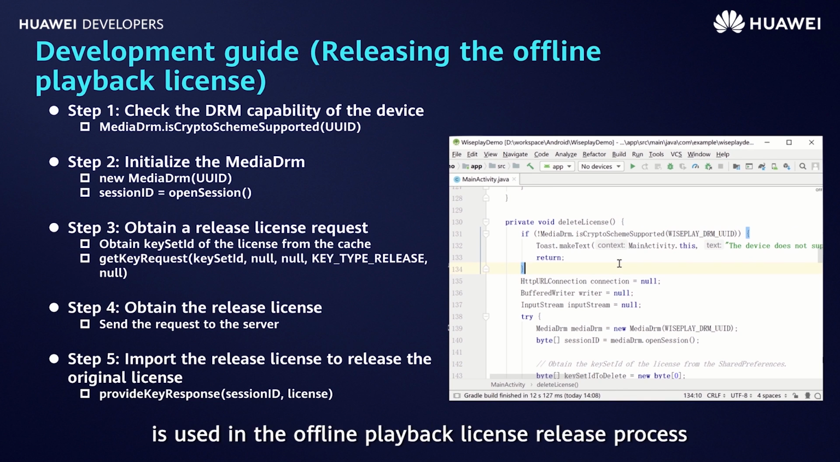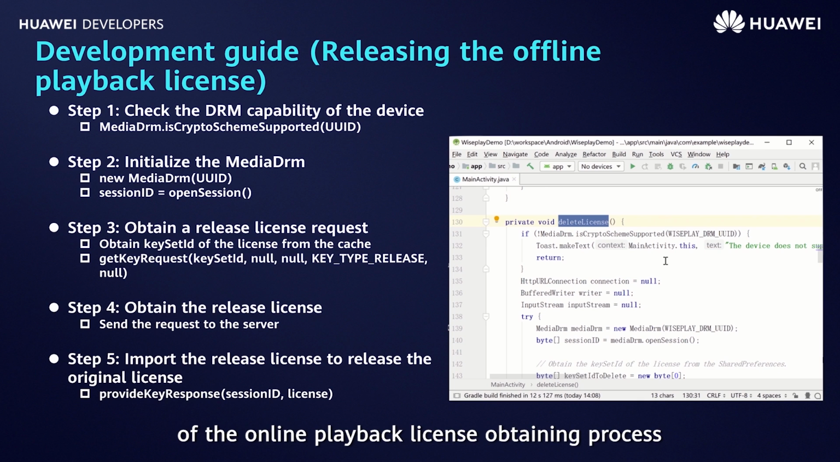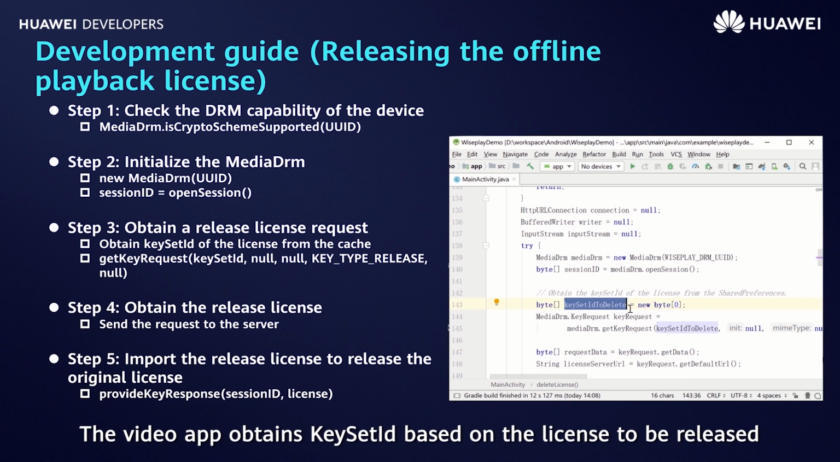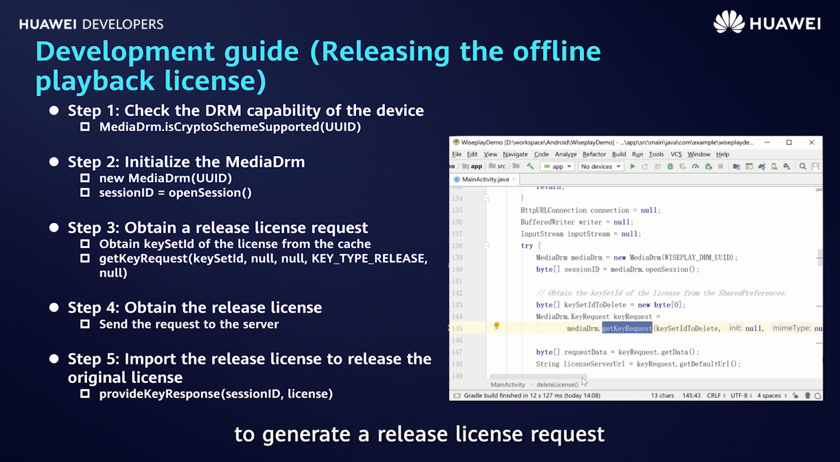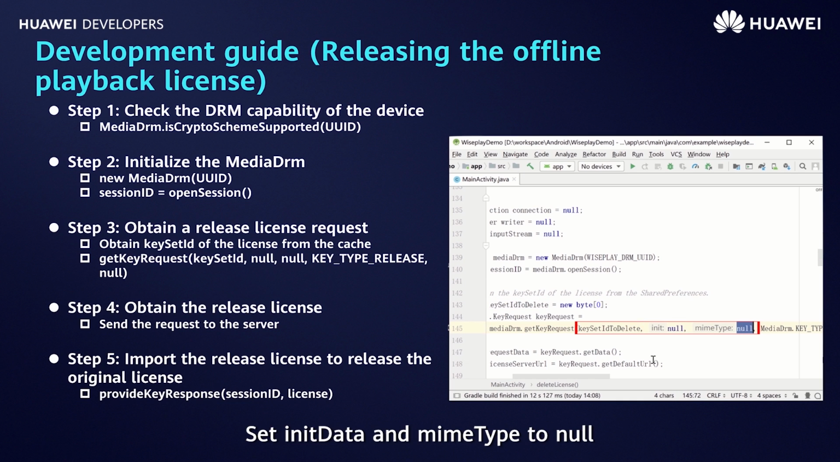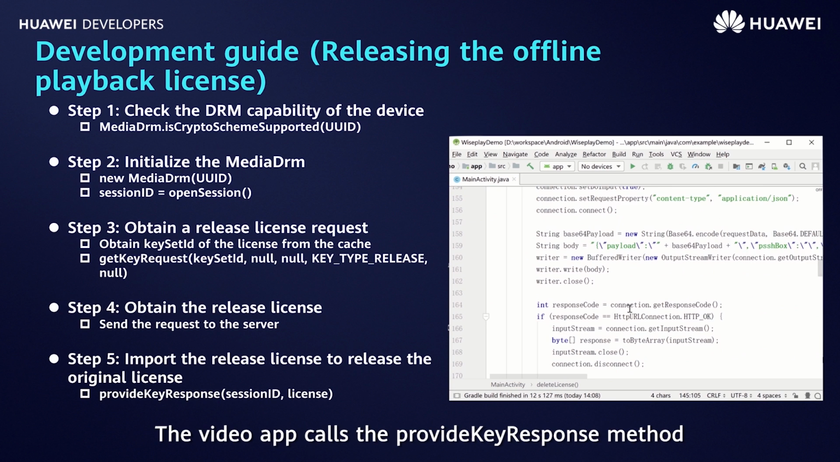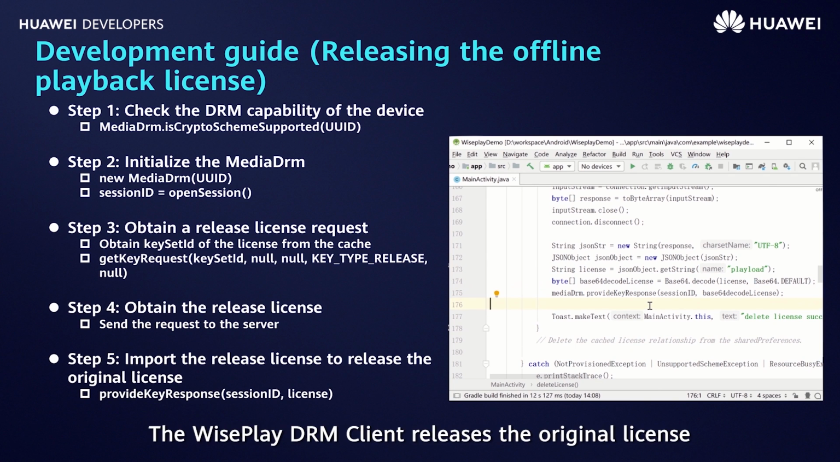The getOfflineLicense method is used in the offline playback license release process. Most code logic is similar to that of the online playback license obtaining process. Here, you only need to pay attention to the differences. The video app obtains the KeySetId based on the license to be released. This step is not described in the sample code, but only one variable is defined. Then the video app calls the getKeyRequest method to generate a release license request. The first parameter to be passed is the KeySetId. Set init data and MIME type to null. The fourth parameter is key type. Set it to KEY_TYPE_RELEASE. The last parameter is an extended one. Set it to null. The video app calls the provideKeyResponse method to send the release license response to the WisePlay DRM client. The WisePlay DRM client releases the original license.